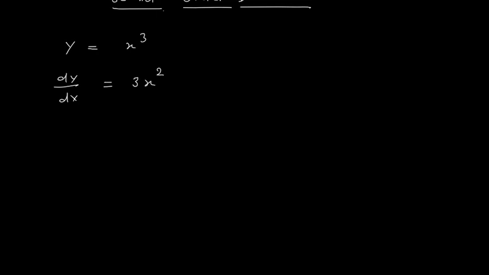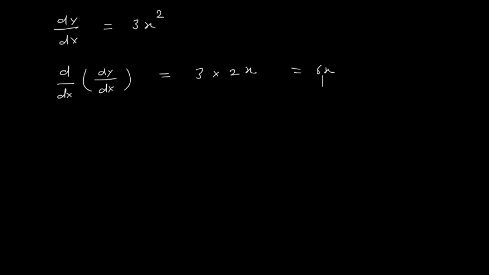Now if I differentiate this function again, so the second time I am differentiating, that means d by dx of dy upon dx, and here if I differentiate it again I will get 3 into x square, derivative is 2x, that is 6x. Now this second derivative of dy upon dx is called second order derivative, and we use the symbol d square y upon dx square. So here you can see that I am putting a square sign after d, and in the denominator I am putting square after x. So this is the way we represent second order derivative, and this is 6x.